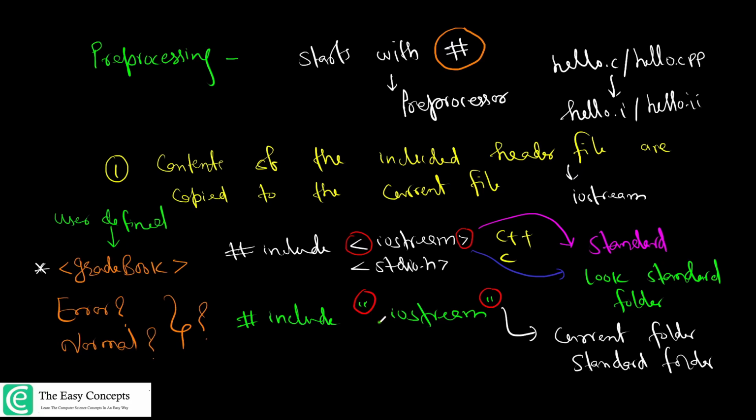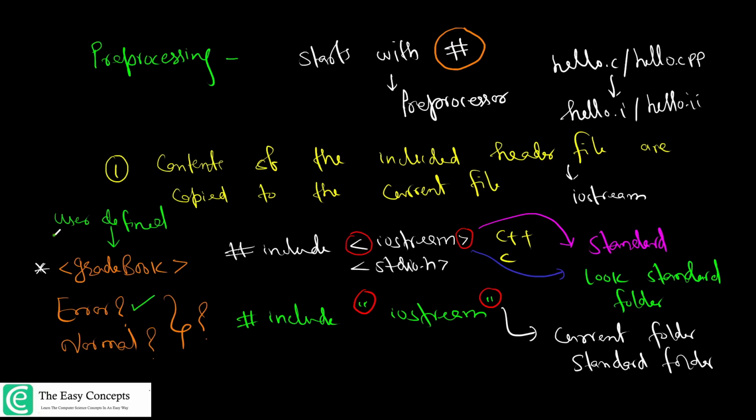So what the compiler does, it should actually look into the current folder, right? But we are putting angular brackets here, so it will directly go to the standard folder, okay? But it will miss out this current folder, and that's why this file will be missed. And in that case, it is going to give an error, okay?